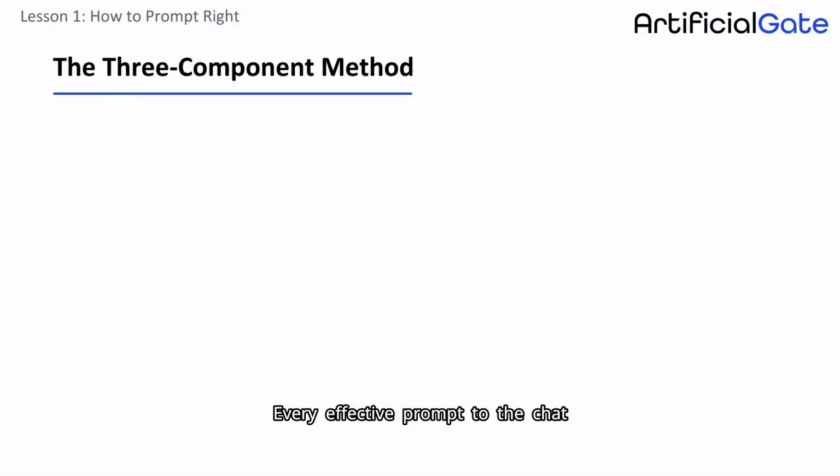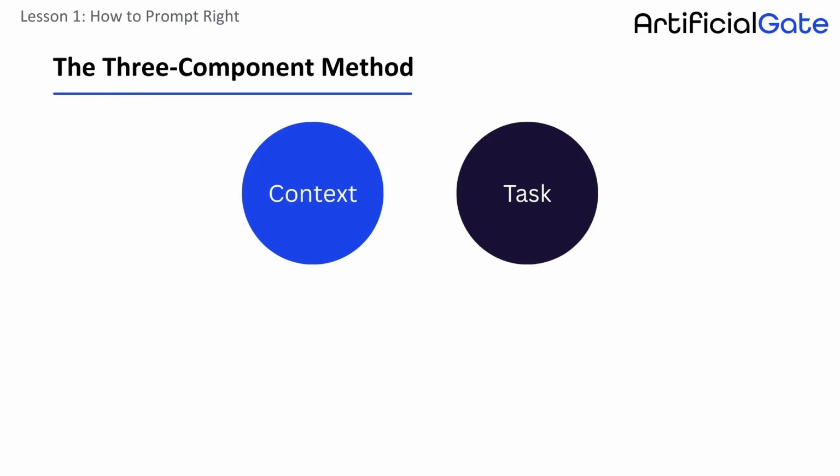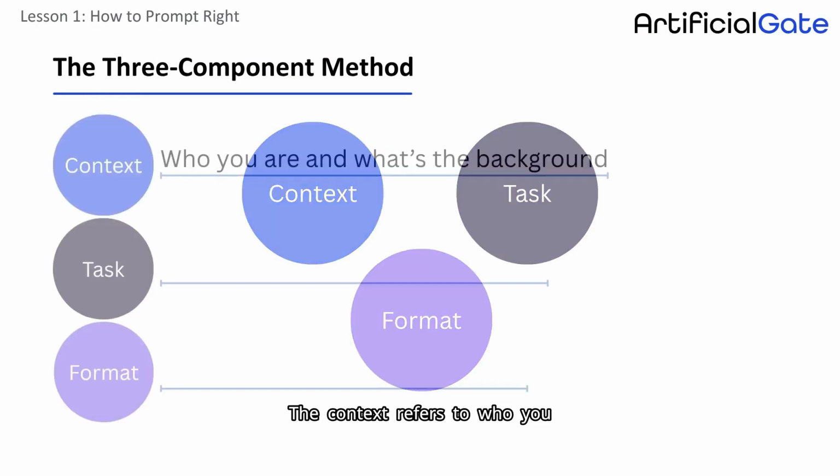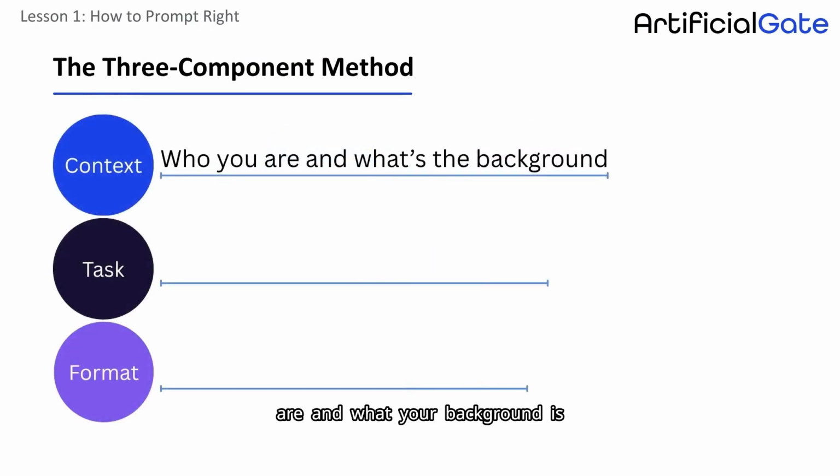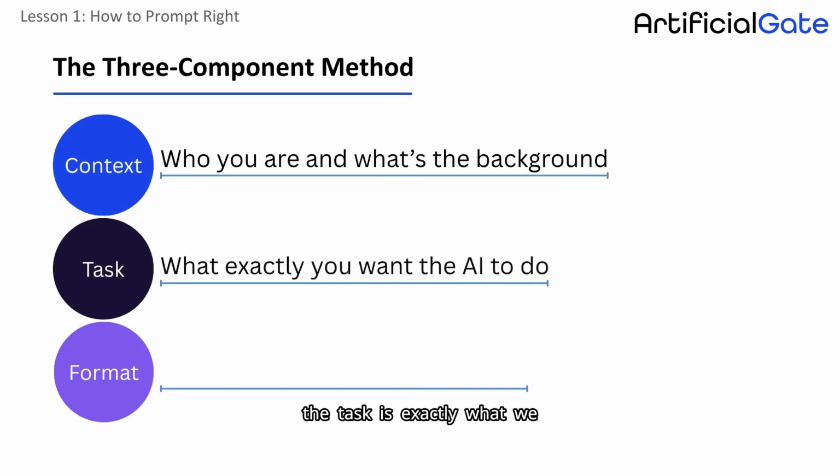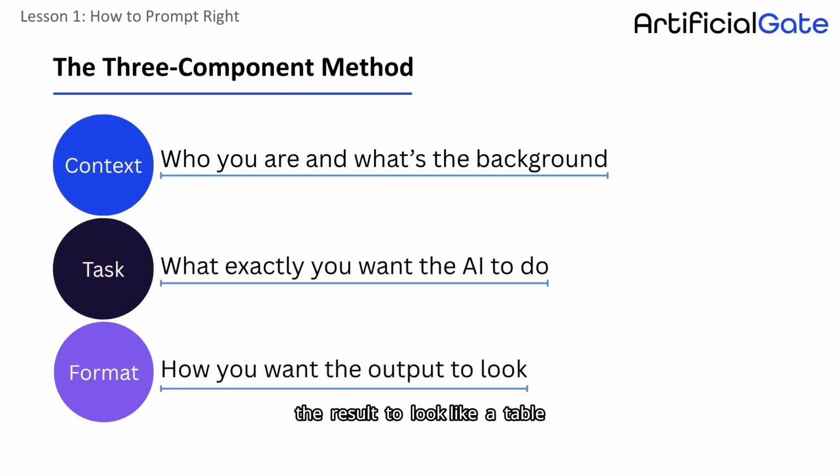Every effective prompt to the chat should include 3 simple components: context, task, and format. The context refers to who you are and what your background is. The task is exactly what we want the AI to do, and the format is how we want the result to look, like a table, a presentation, a short text, an article, length, and so on.